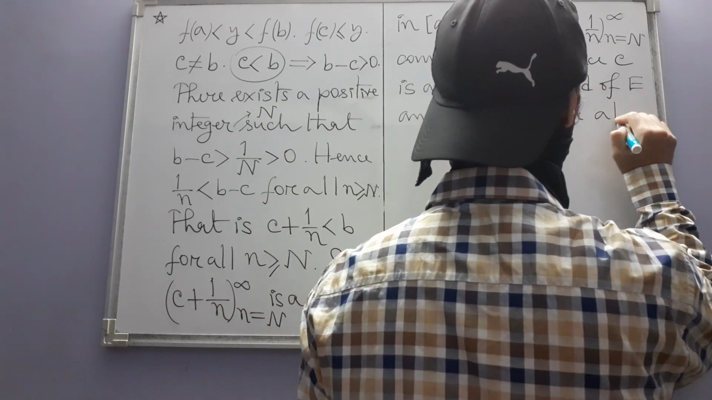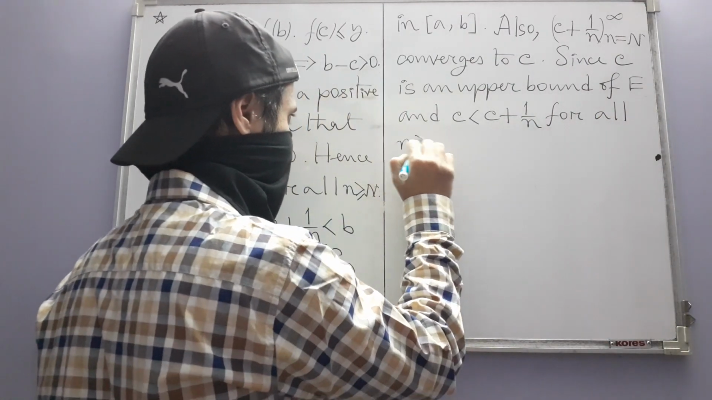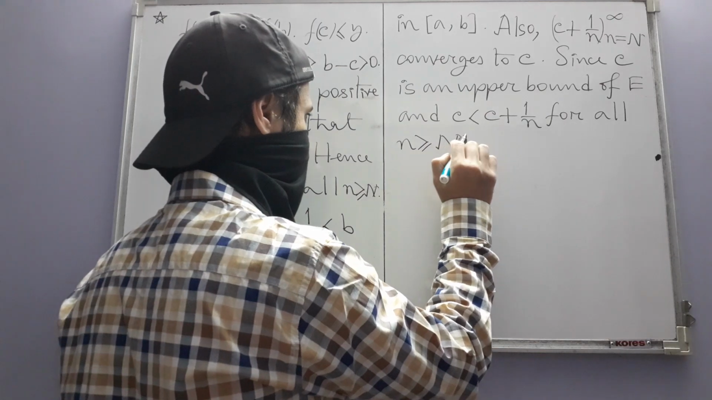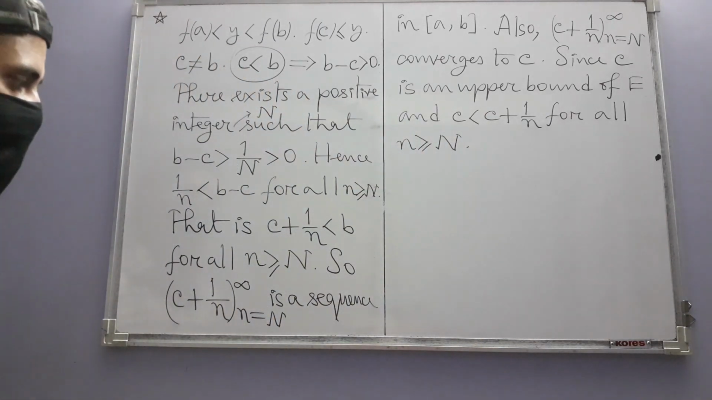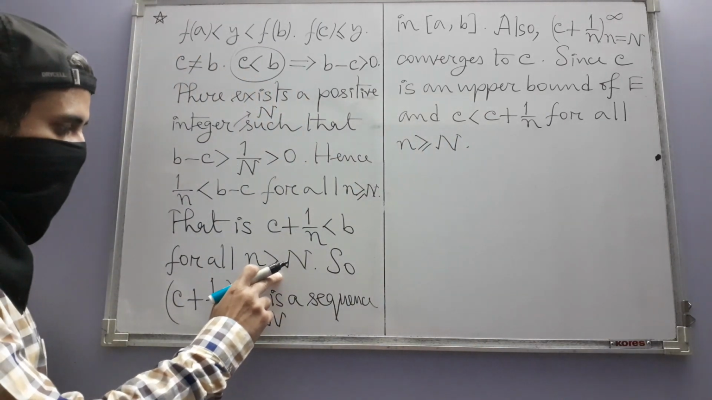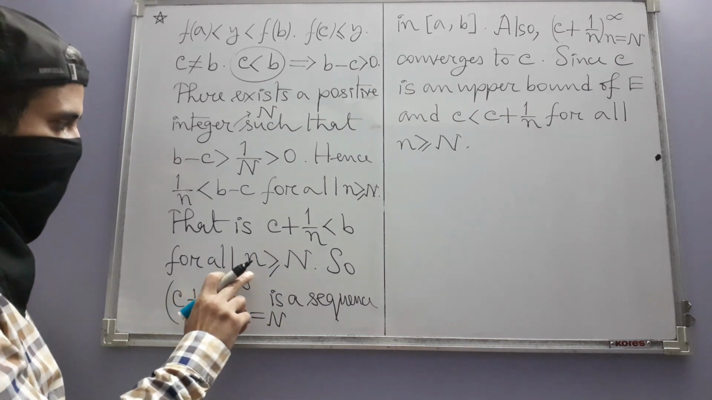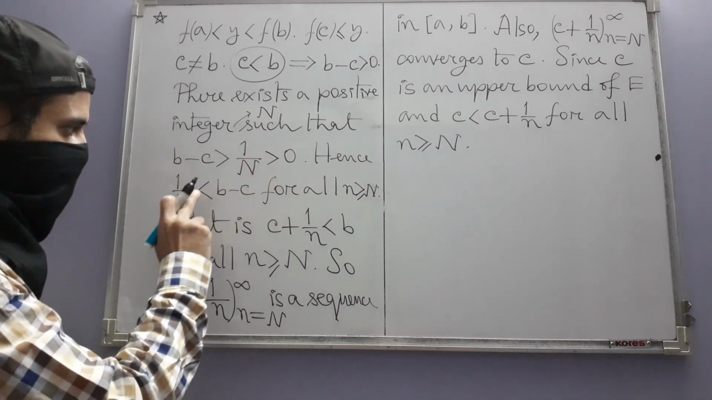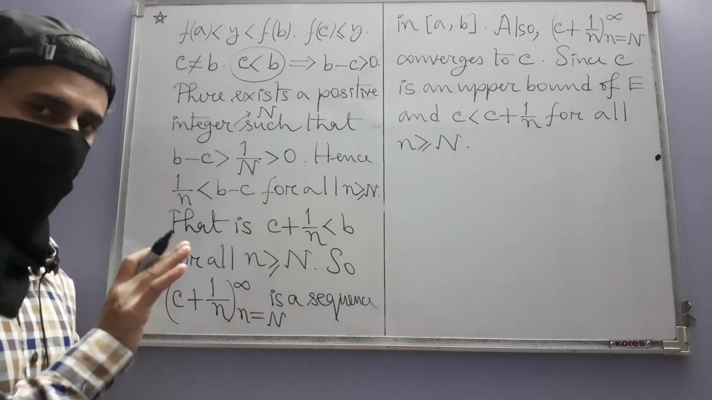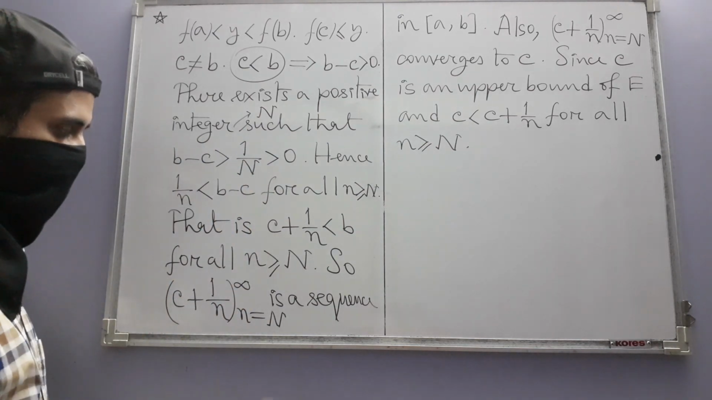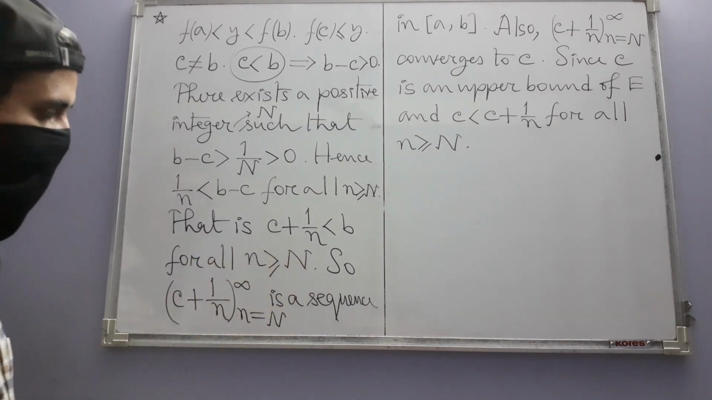For all n greater than or equal to N. Writing a possibility for equality here itself is not a mistake, because the inequality that we have here is in fact true for capital N as well. So we can take small n to be capital N.